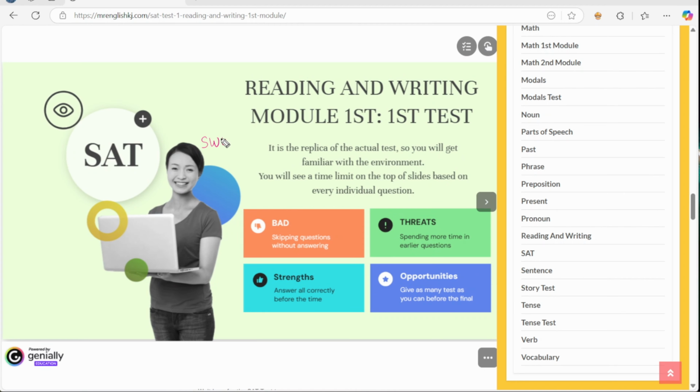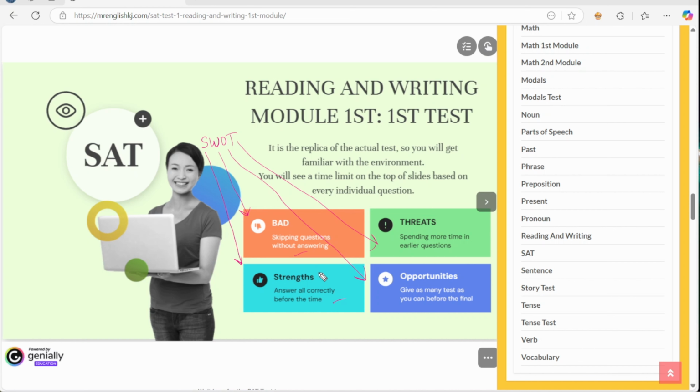You know them from the math module first test, the SWOT analysis: strength, weakness, opportunity, threat. Here if you see, what's your strength? Answer all correctly before the time. What will be bad? What will be weakness for you? Skipping questions without answering, because there is no negative marking in the SAT. So when there is no negative marking, why not attempt all questions, right? Even though you are doing it wrong, maybe you will select the right option and you get some marks, right?